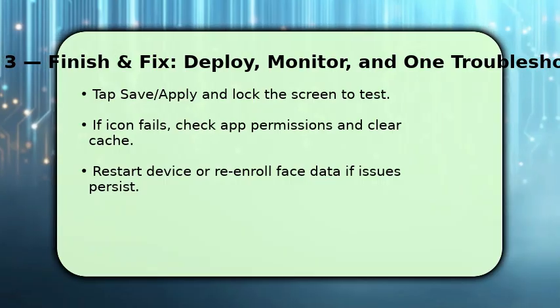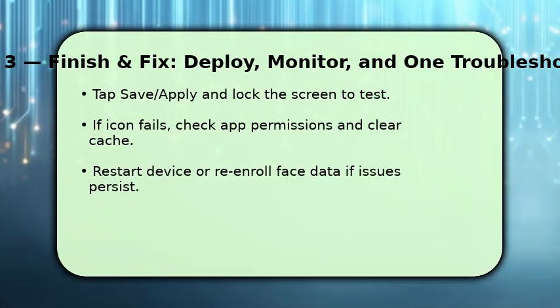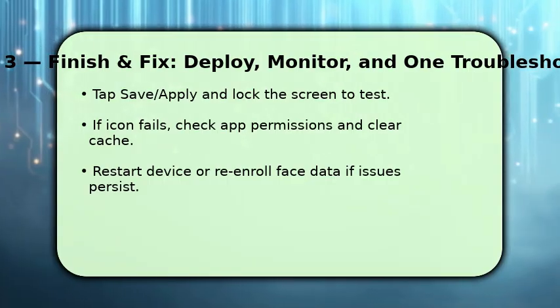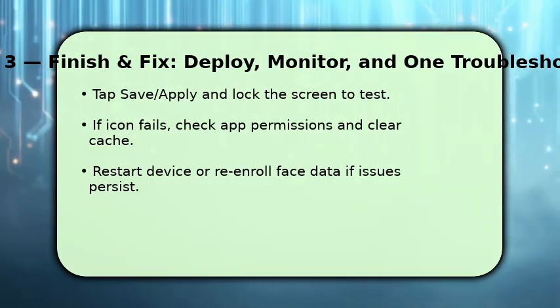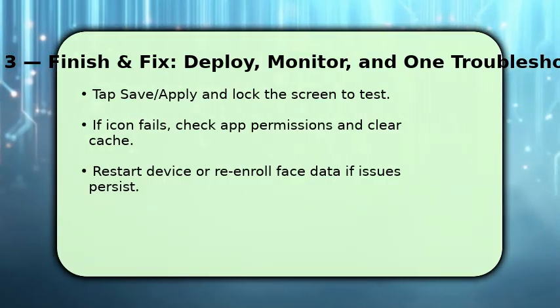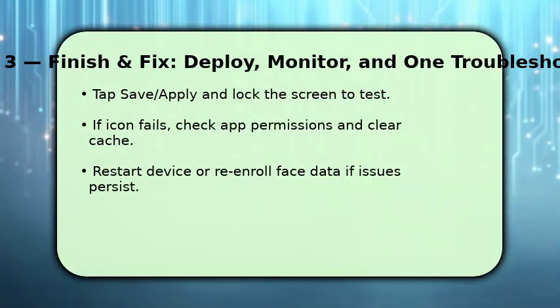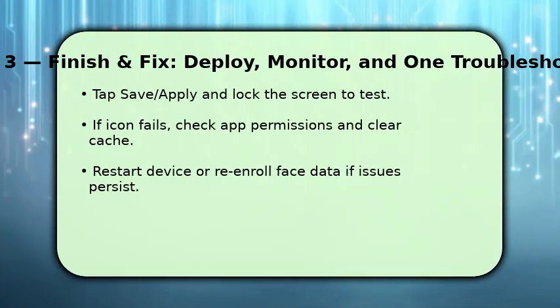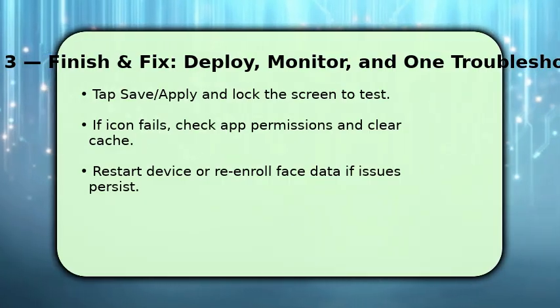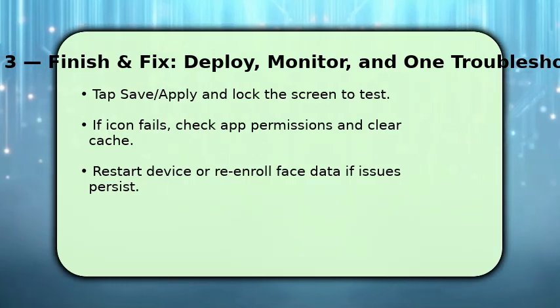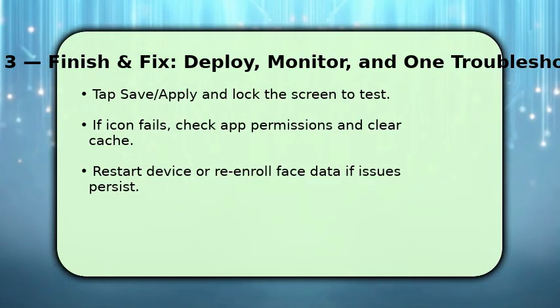screen. If you don't see it, make sure the Settings app has photos/storage permission and restart the phone. Sometimes the launcher or lock app needs a refresh. If problems continue, clear the settings or lock screen cache or re-enroll your face data and repeat the customization steps. Troubleshooting tip: reboot and check for system UI or launcher updates before reinstalling any third-party icon apps.